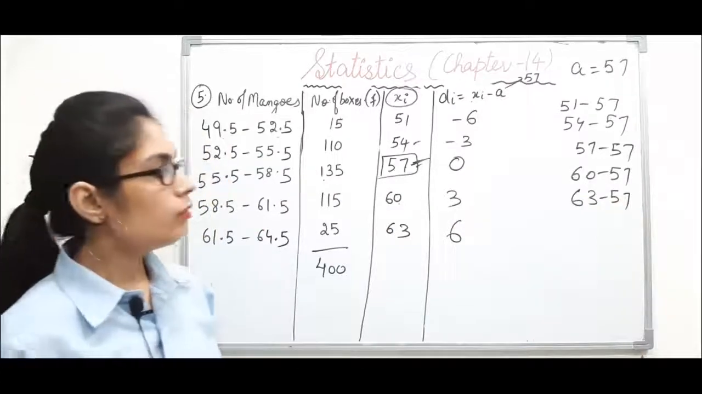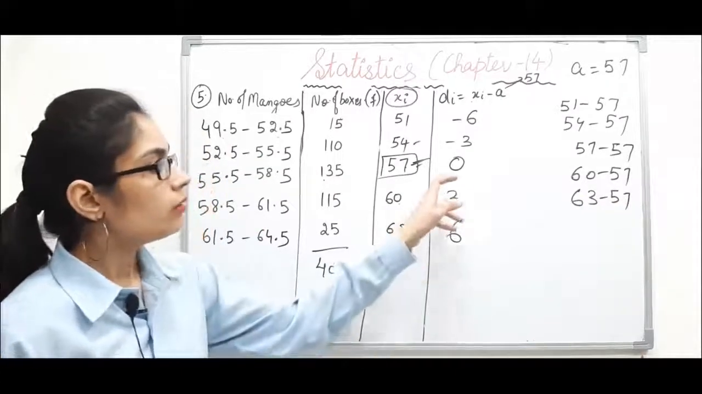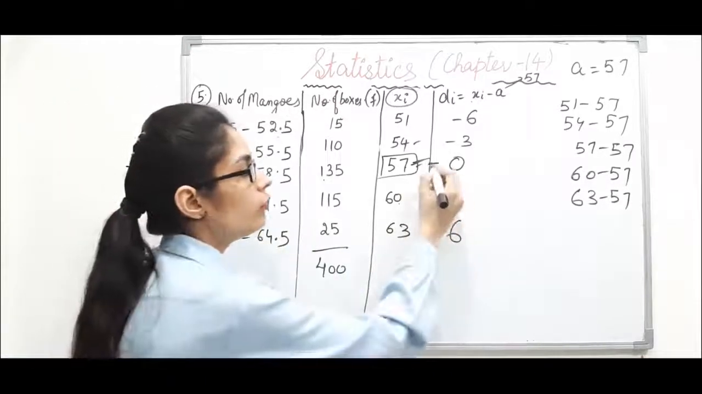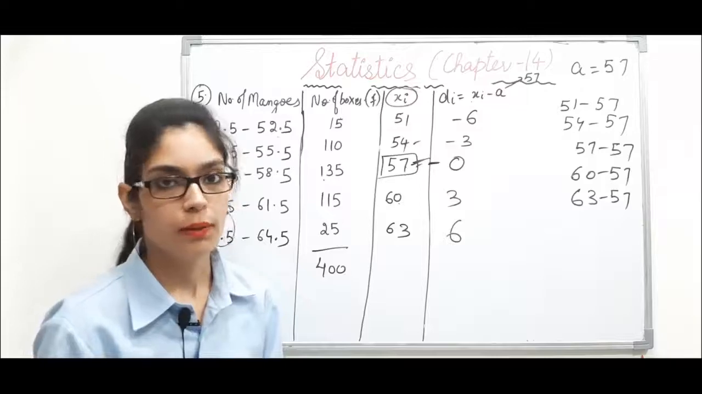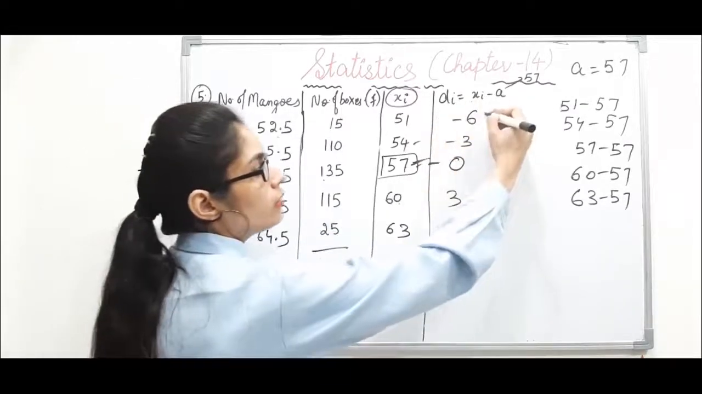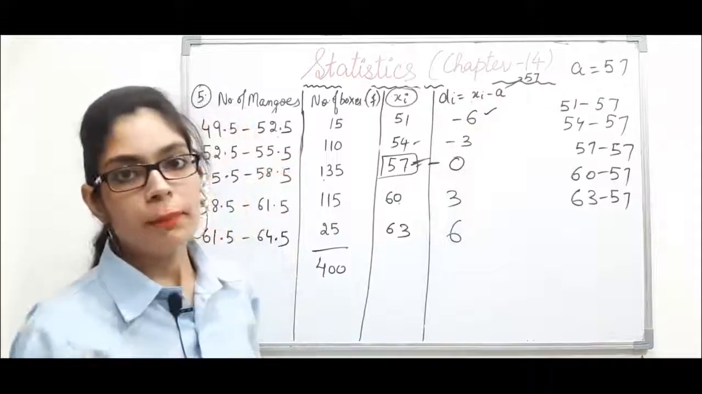So one thing will be sure: whichever term you have assumed as your mean, in front of that you will get 0 as the difference of these two. So this you will get whichever number you are assuming.